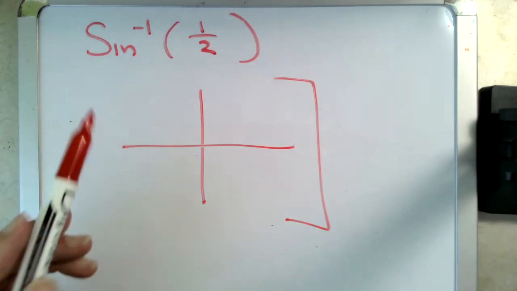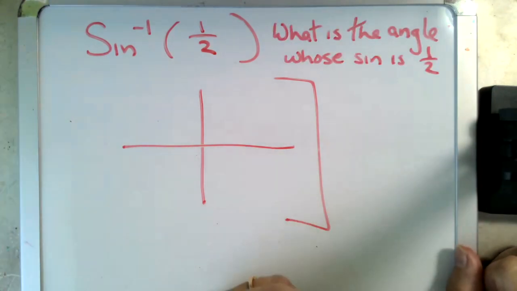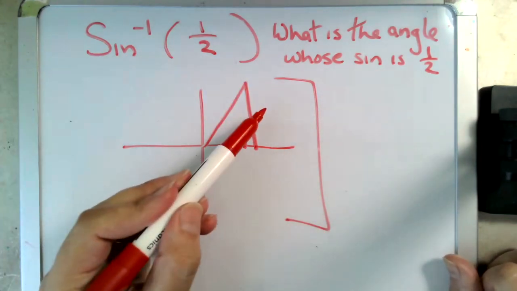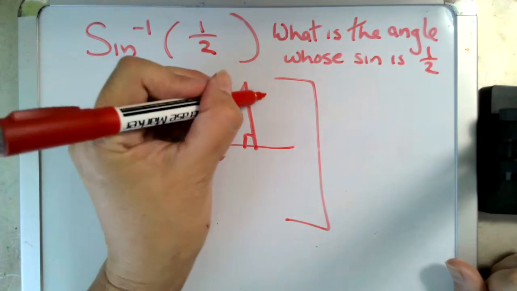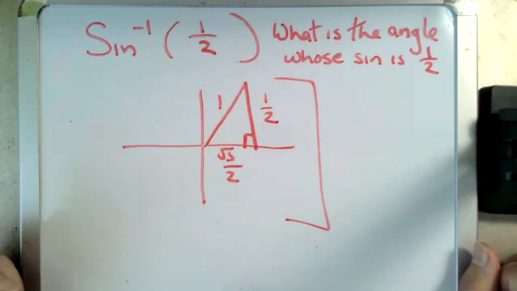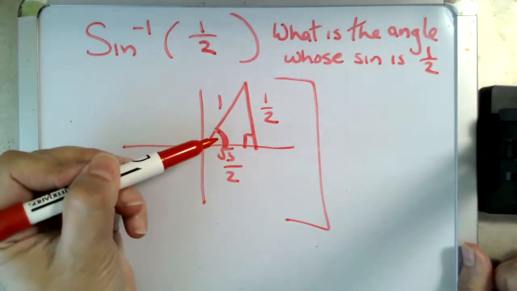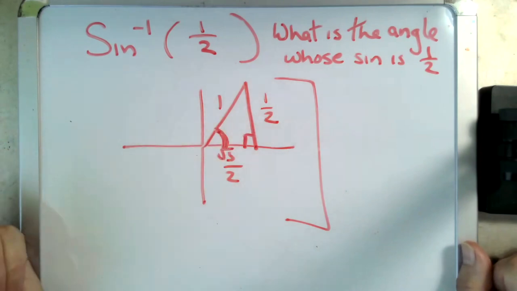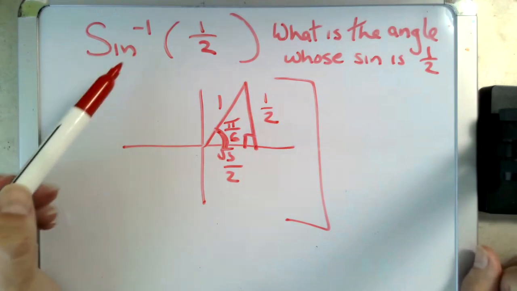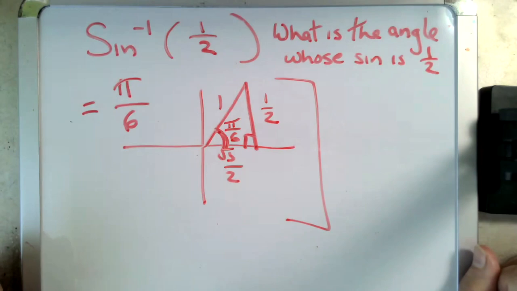Okay, so this is asking the question, what is the angle whose sine is 1/2? Okay, we make our triangle. Sine, that's opposite over hypotenuse. 1/2 and 1, and that leaves us with root 3 over 2 here. That's right. And so then if we are looking for what angle here has a 1/2 opposite it, that is a pi over 6. And so the inverse sine of 1/2 equals pi over 6.